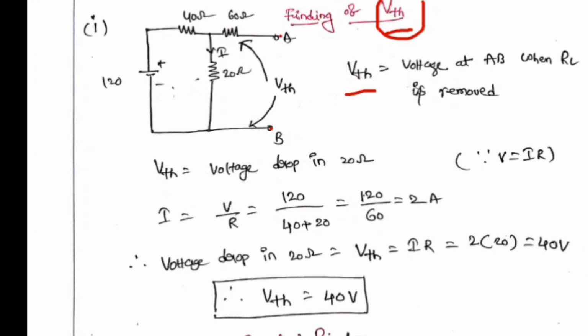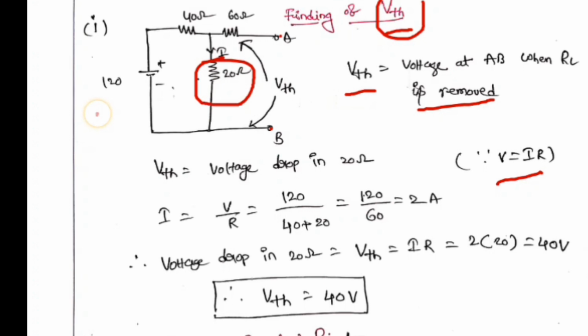V Thevenin is the voltage at AB when RL is removed. V Thevenin is also equal to the voltage drop in the 20 ohms resistance. Voltage drop V equal to IR. Hence we have to calculate I into R. R is already known, 20. I equal to V by R from the formula of Ohm's law.